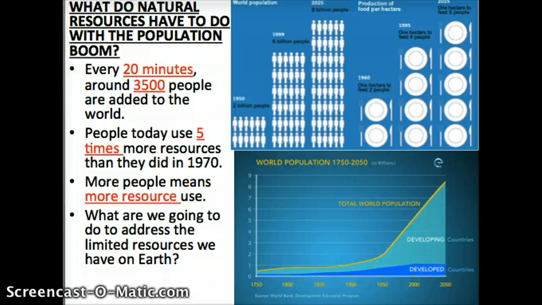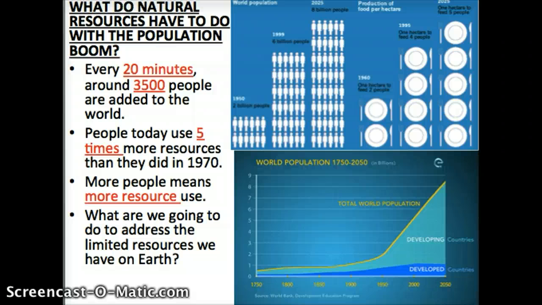Okay, so now let's talk about what natural resources have to do with the human population size. So last year we started talking about the idea of carrying capacity and limiting factors and the amount of resources available to a population and an ecosystem. And we didn't really get to dive into the human aspect of that. So let's talk about that for a little bit. Every 20 minutes, around 3,500 people are added to the world.